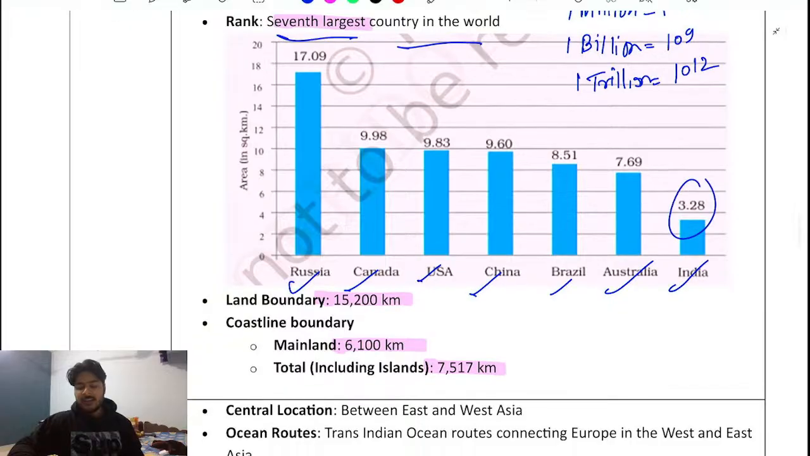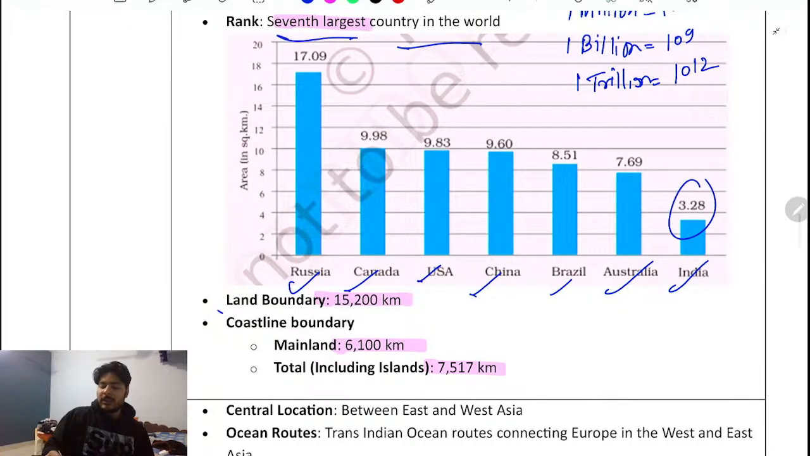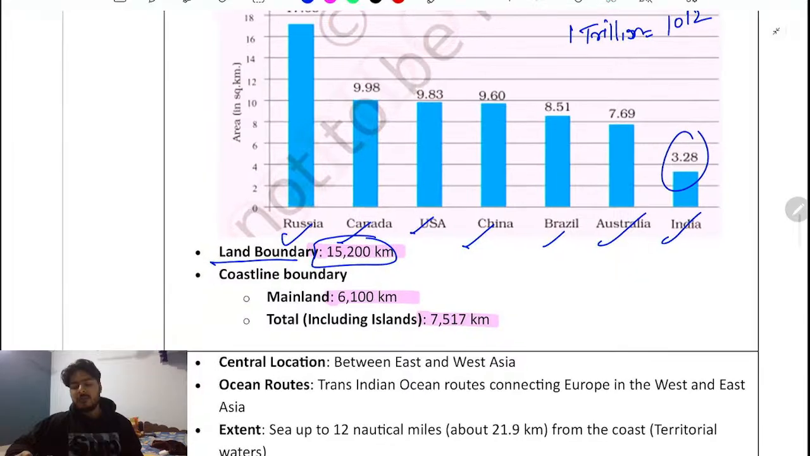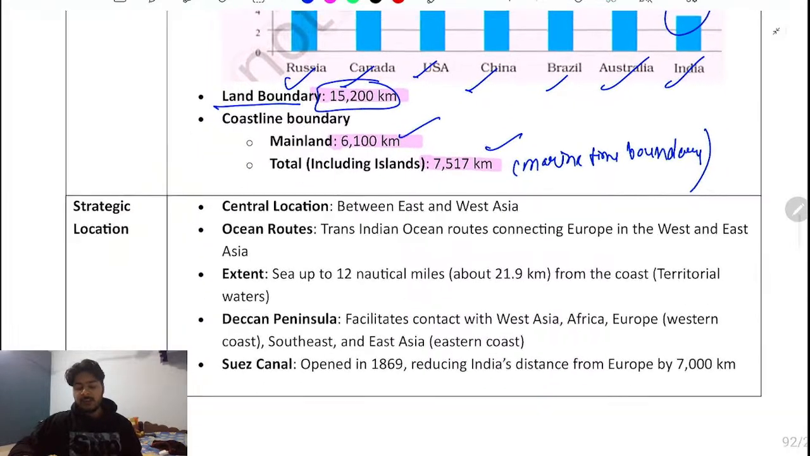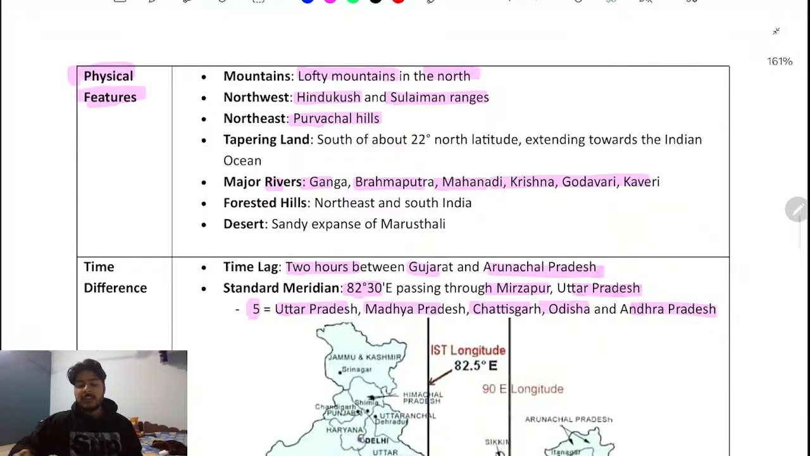Okay. Now, if I talk about the land boundary of India, the land boundary is nearly 15,200 kilometers. ठीक है ना? The mainland boundary is 6,100 and 7,517 kilometers is the maritime boundary. That is what you need to understand.